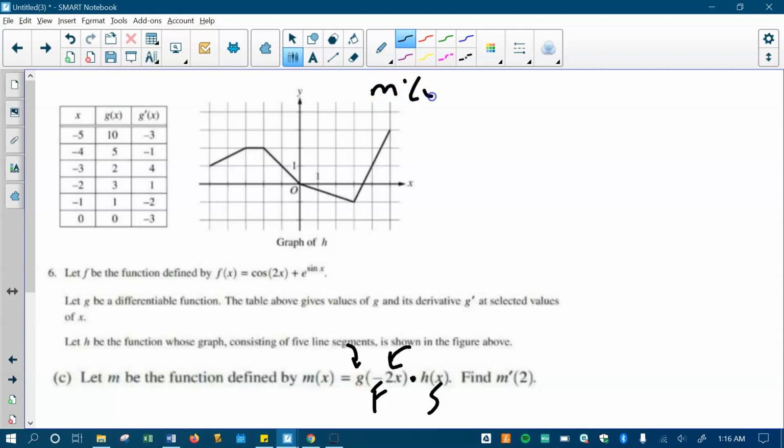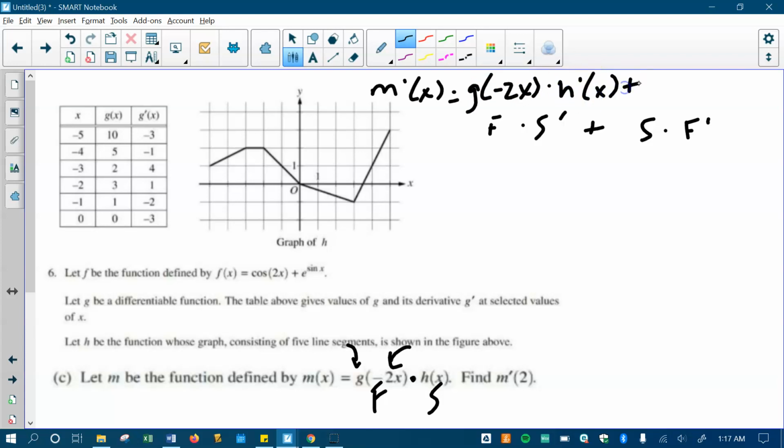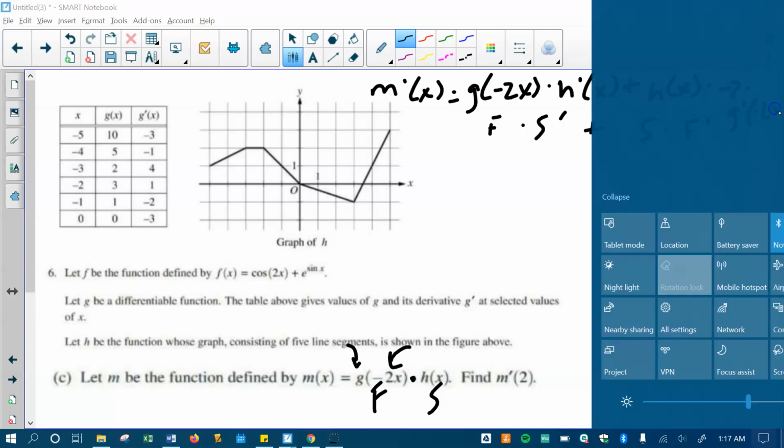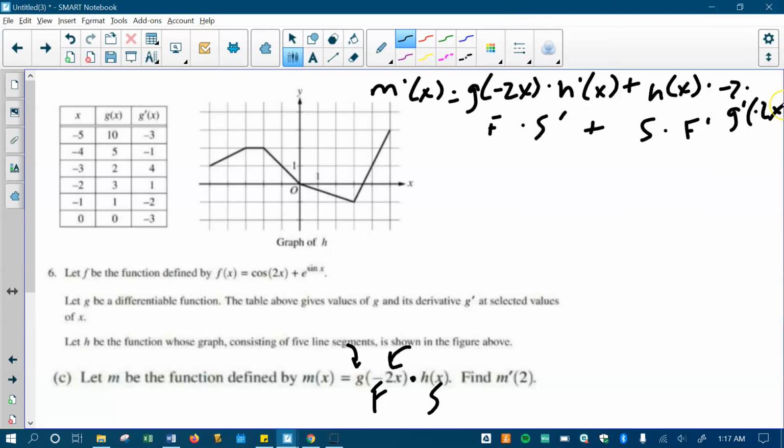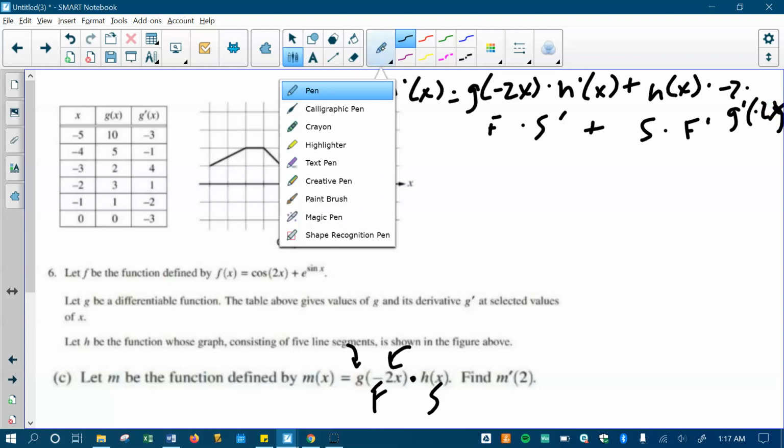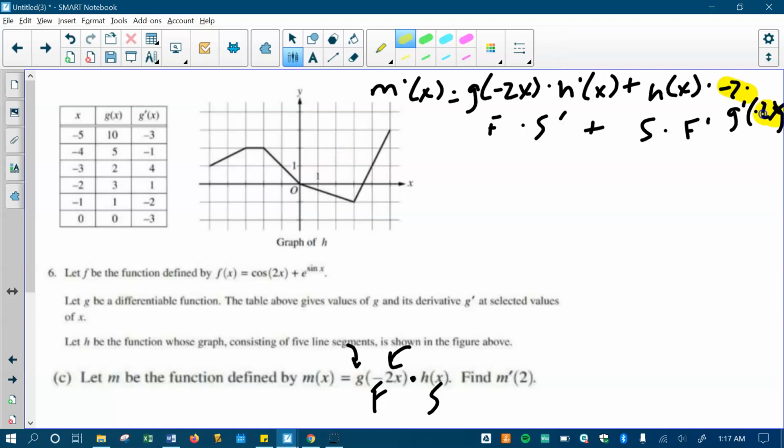So m prime of x is going to be equal to first times second prime plus second times first prime. The first function is g of negative 2x times the second function prime is h prime of x, plus the second function is h of x times g prime of negative 2x times negative 2. Again, that negative 2, I just want to highlight that part, is from the chain rule, the derivative of the inside.